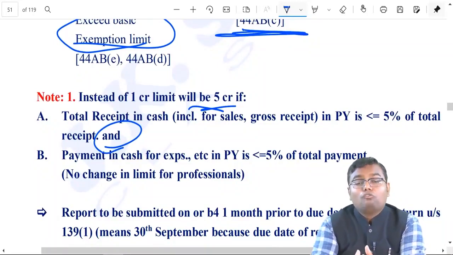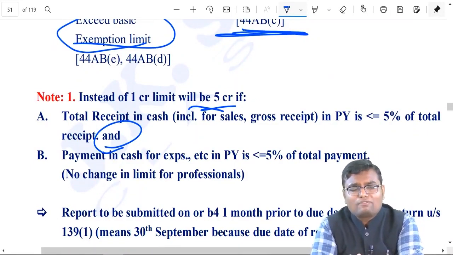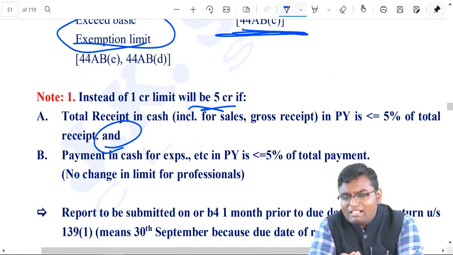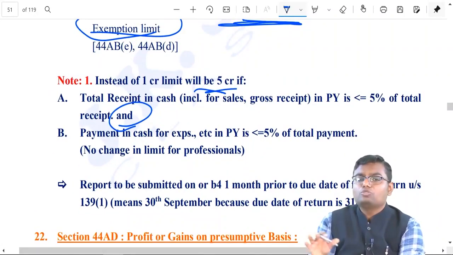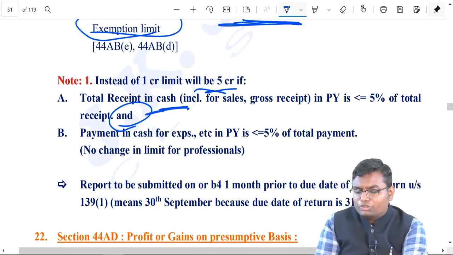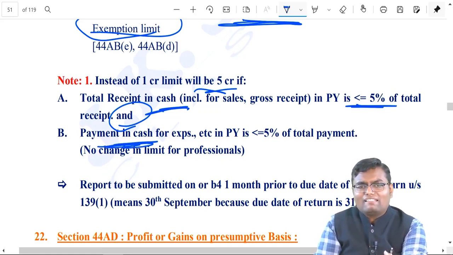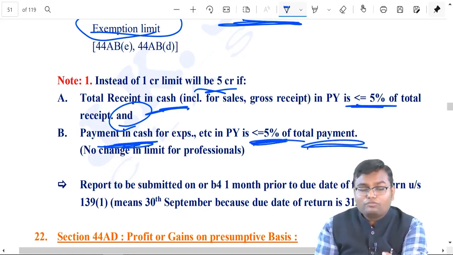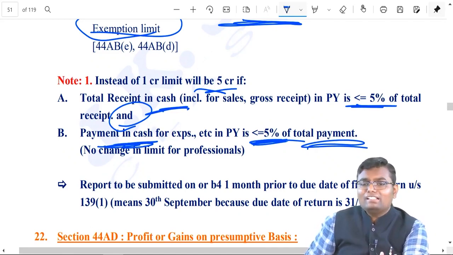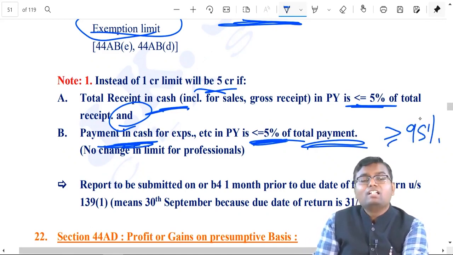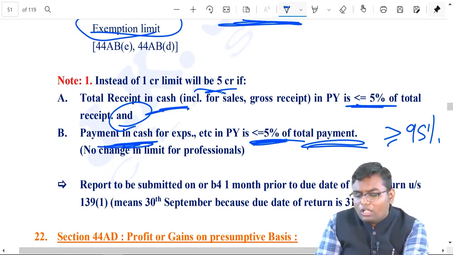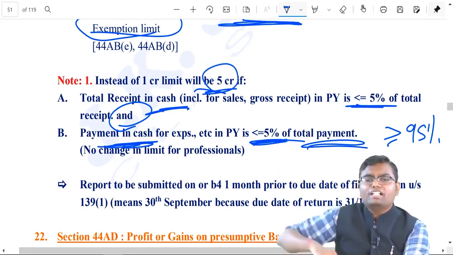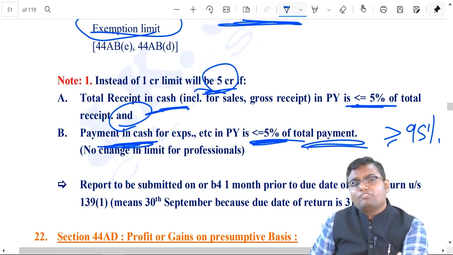Condition number 1: of your total receipts from sales, other income, etc., cash receipts should not be more than 5%. Means receipt in cash should be less than or equal to 5% of the total receipts, and payment in cash for any expenditure, purchase, etc. should be less than or equal to 5% of the total payments. Means your banking transactions should be more than or equal to 95% and your cash transactions should be less than or equal to 5%. Then only the audit limit will be 5 crore. If any one of the conditions is not satisfied, then the turnover limit will be 1 crore.